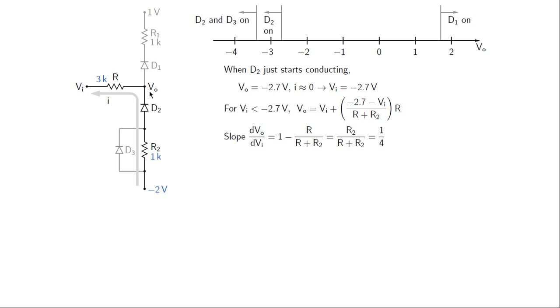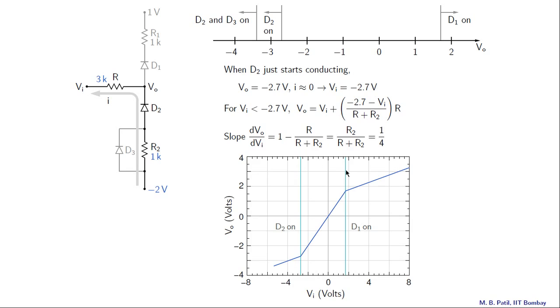So therefore we have VO equal to VI plus R times this current, that is VO equal to VI plus this is our I, that multiplied by R. This of course is a straight line, and the slope of this straight line is given by 1 minus R by R plus R2, and that is R2 by R plus R2. R2 is 1K, R is 3K, so therefore the slope turns out to be 1 by 4. Okay, let us now look at the plot, that is VO versus VI in this region. We already looked at these two regions, this one and this one, and this is the new region now where D2 is on and D3 is still not on. So that is a straight line described by this equation here, and it has a slope of 1 by 4.